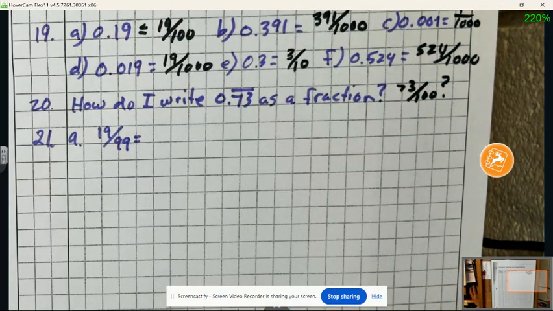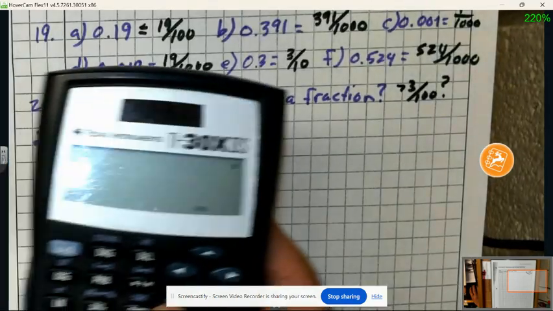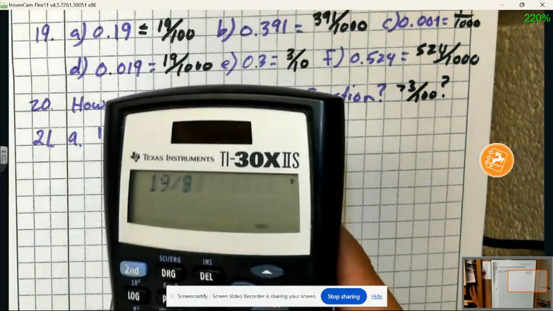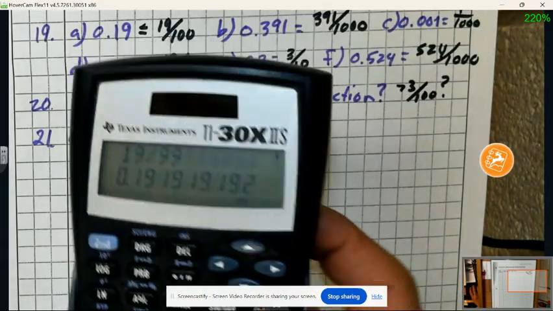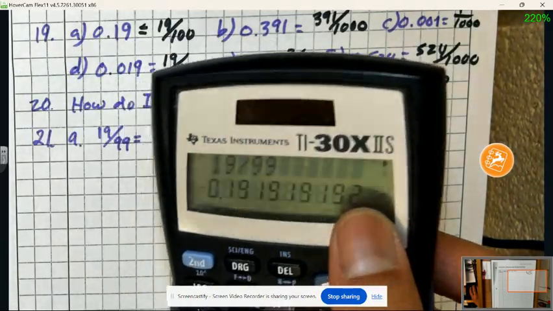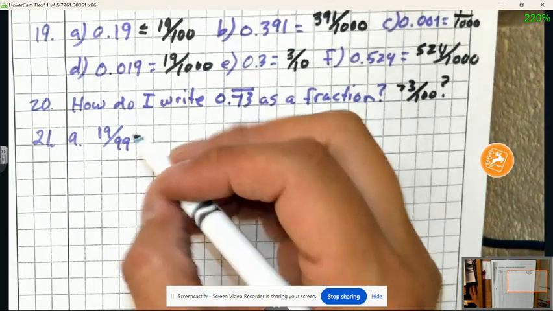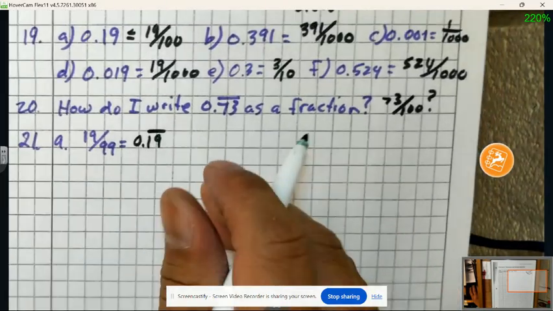Okay, and when we take out the calculator, 19/99ths means 19 divided by 99. We get 0.191919, and then that 2 is there only because there's a 1 followed by a 9, so it rounds off because it doesn't have that many spaces to put all those digits. So this is 0.19 repeating.